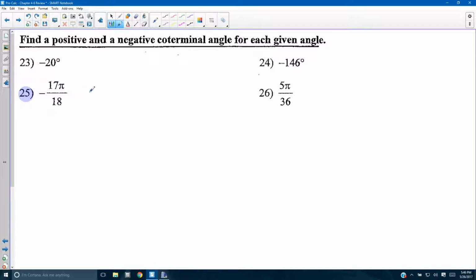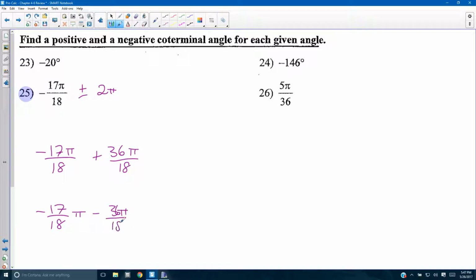What I'm going to do is I'm just going to add and subtract 360. Well, 360 in radians is 2 pi. So I got to find out what this is when divided by 18. Well, that's going to be 36 over 18. So I'm going to add 36 pi over 18, and I'm also going to subtract 36 pi over 18. And that will give me two coterminal angles here.